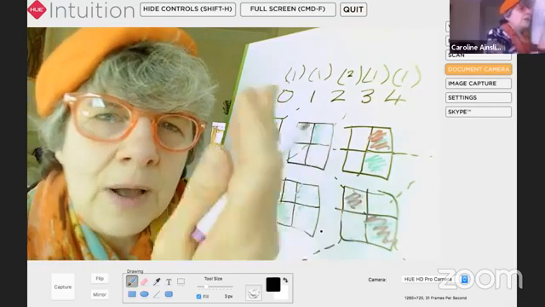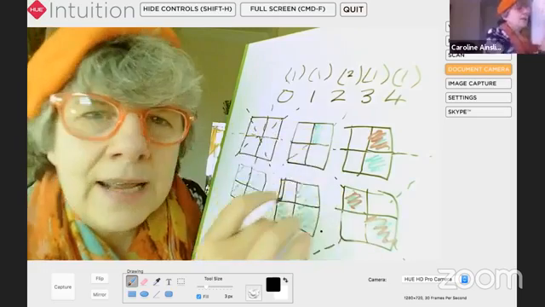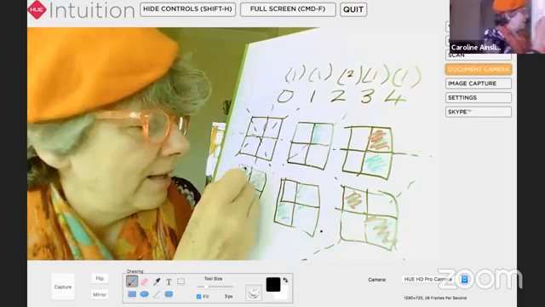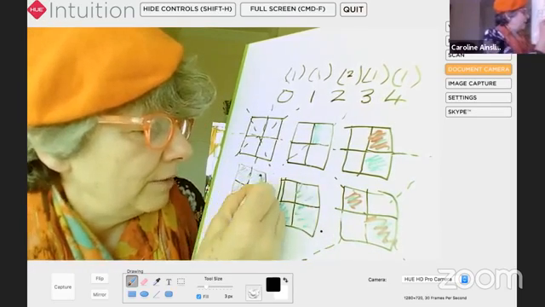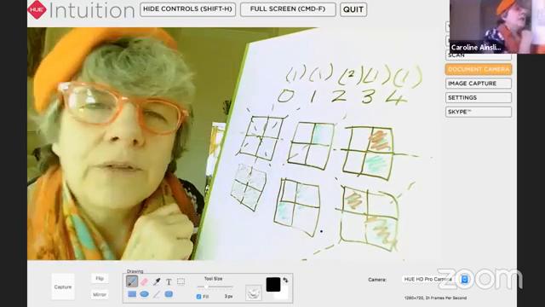Black turns to white and white turns to black, so it's like the negative image, but it's still a different pattern, and then a different color again for 4. Obviously there's no color for the 0.